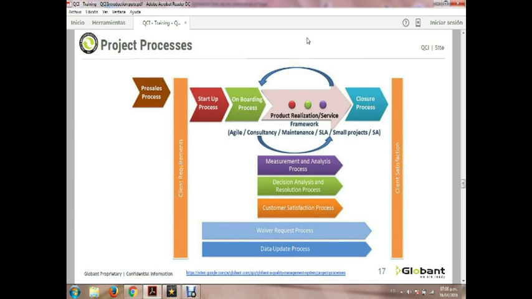Let's concentrate on the project processes that you're going to use more if you're part of a development team. In this graph, we can see that we always have a pre-sales activity, which clarifies the client's needs and requirements, which are the entry of the project. After signing the contract with the client, projects should be added to Globant internal tools.